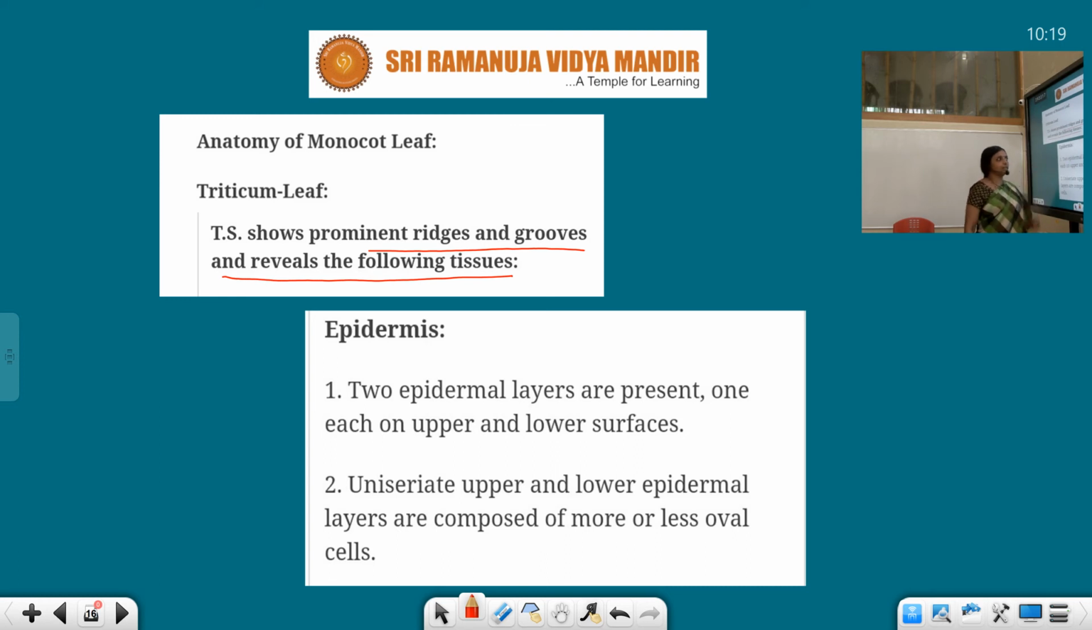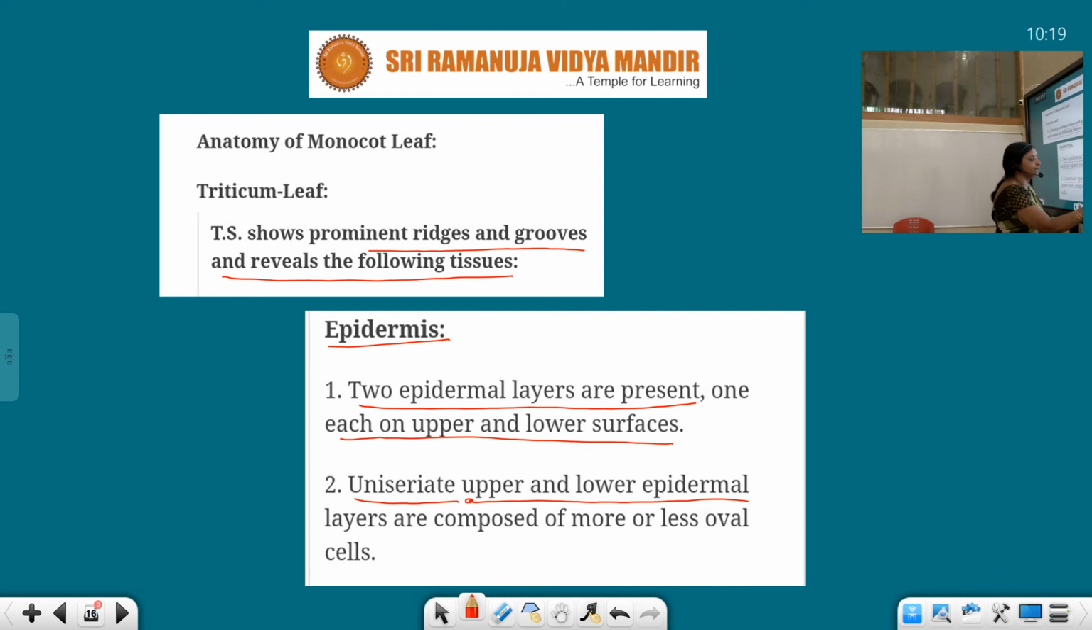The first one is epidermis. So in the monocot leaf also, the first layer is epidermis. Two epidermal layers are present, one each on the upper and lower surface. The upper is known as adaxial and the lower is known as abaxial. And the epidermis is uniseriate, single layered.